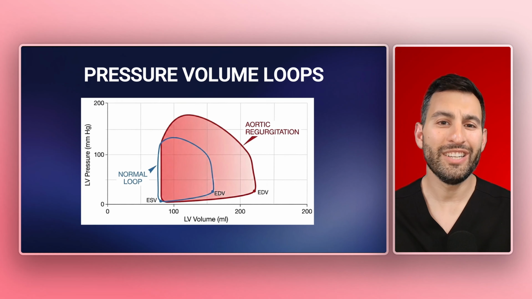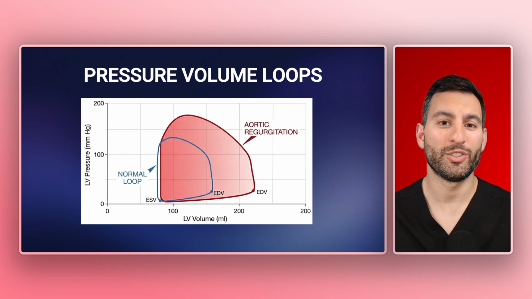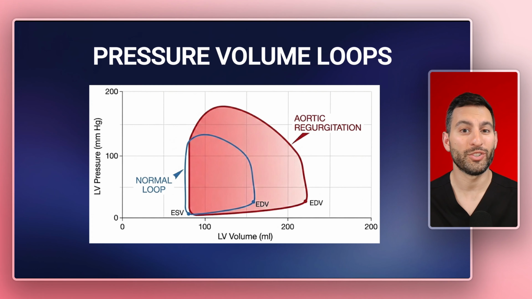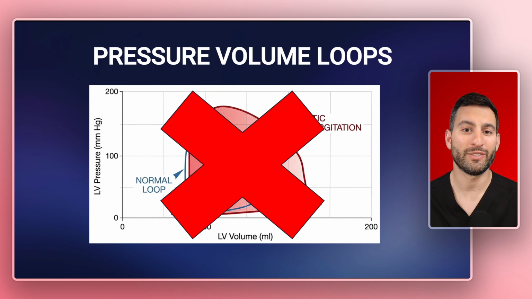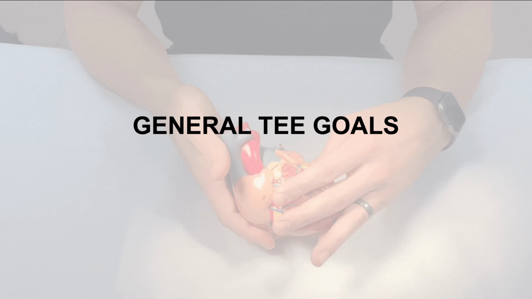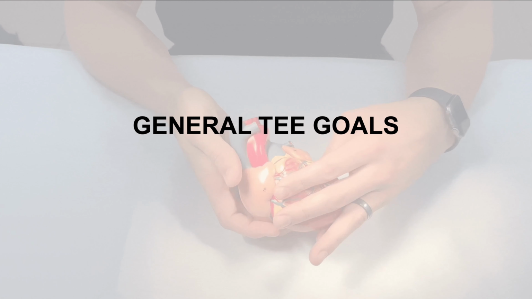Do you need to know these pressure volume loops to understand aortic regurgitation? Well, you sure do for your licensing exams to be able to pass your tests a little bit more effectively. But I don't want to put you to sleep, so we are going to pass on this for the sake of this episode. What are some of the general goals of transesophageal echocardiography when evaluating aortic regurgitation?